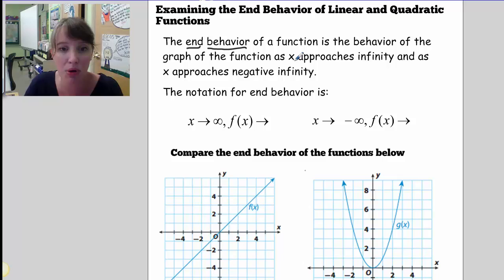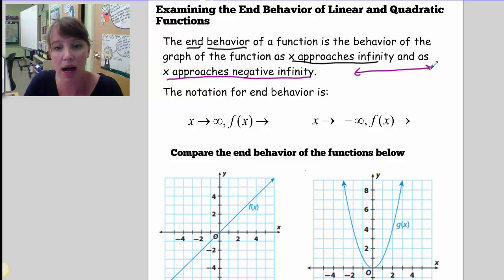So as x approaches infinity, we always think of it as the input value. What's happening with the output value when the input value is approaching infinity or negative infinity? Think about the x axis here. This would be infinity over here, and this would be negative infinity. So what's happening with the y values, or the values of the function, as x gets larger or gets very, very small? There's notation for the end behavior, and it looks like this.